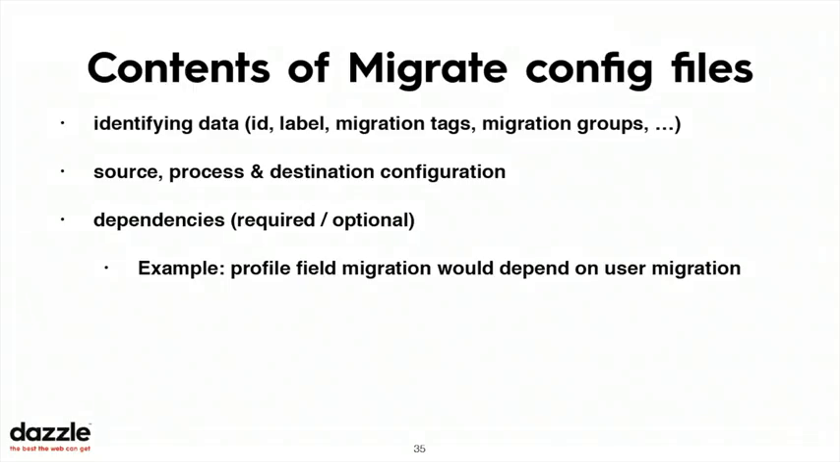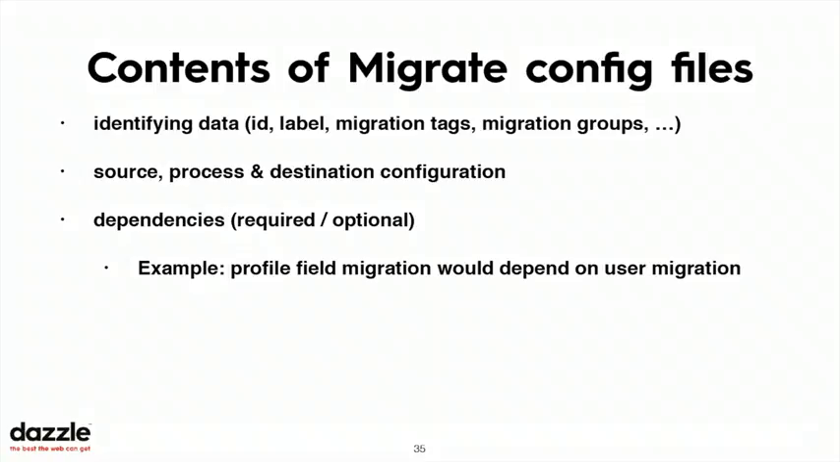So what goes into these Migrate config files? Like I said before, there is some identifying data in there. It should have an ID, a unique identifier. It can have a label to give it a human readable name, and it can have some tags to group them together. If you install the Migrate Plus module, you can also use the migration groups definition in here. And then you specify your source, process, and destination configuration.